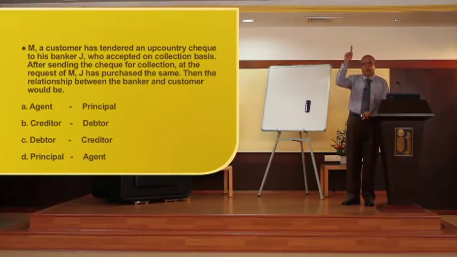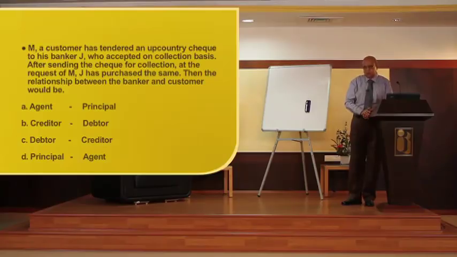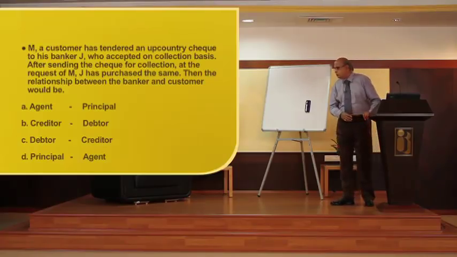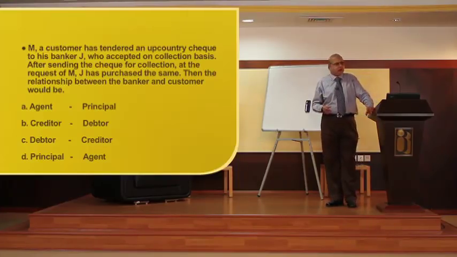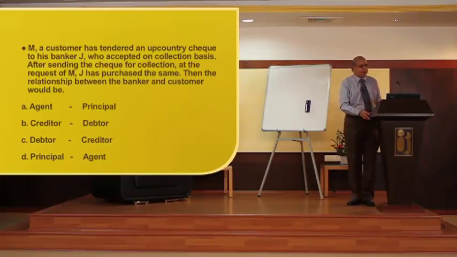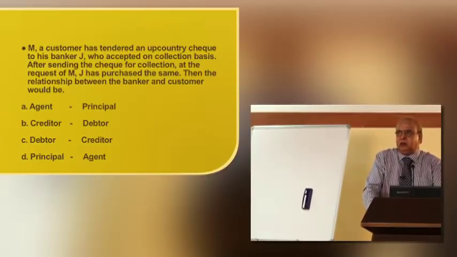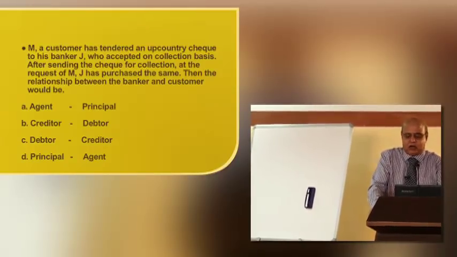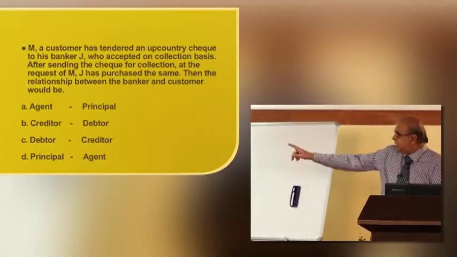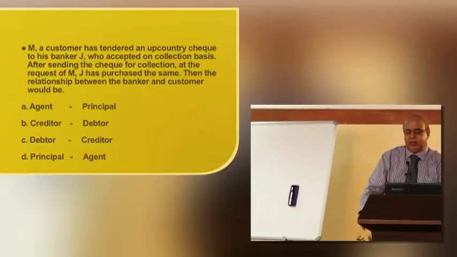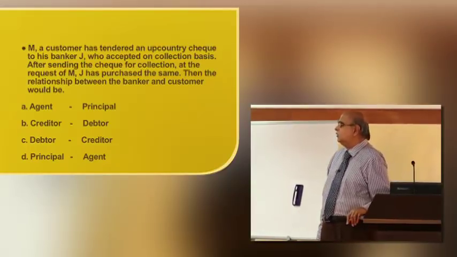Likewise here, when the customer has handed over the check, expecting the bank to get it paid from another place, the banker is considered as the agent and the customer is considered as the principal. But before the check could be paid at the other end, the customer has requested the bank to advance the money. Now the collection item has been converted into an advance. So in this case, the banker is the creditor and the customer is the debtor.